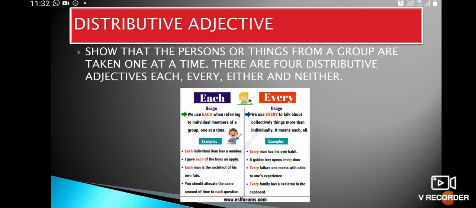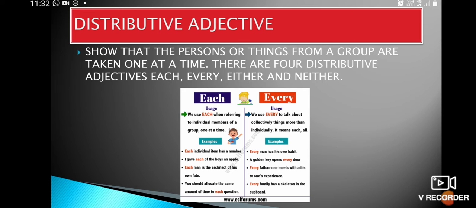So we say that each individual item has a number. This means of all the items, each individual, I am talking about one item, one individually, so I am using each.